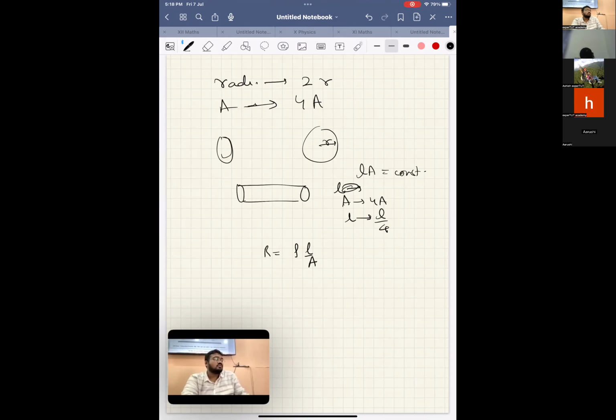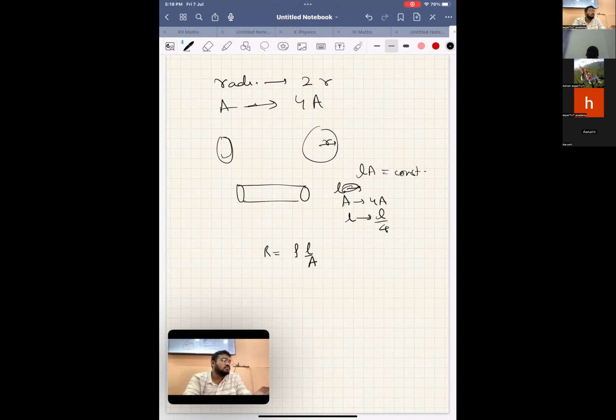Fourteenth. If power is VI, right? For 14, power is VI. So current is half. Okay, next.